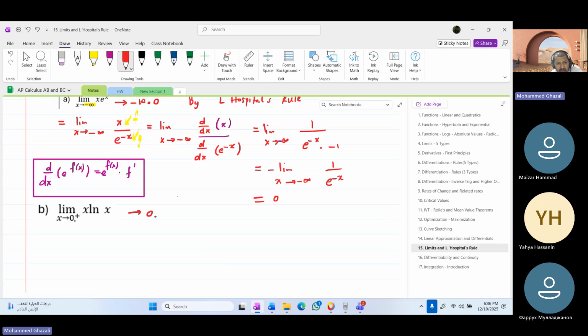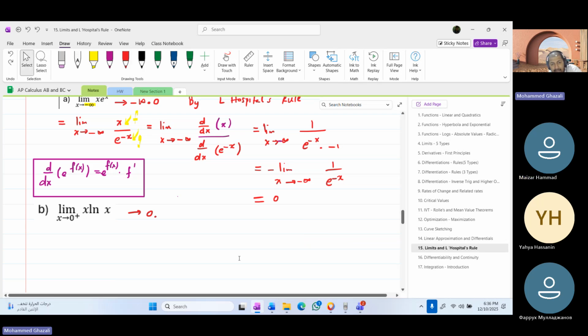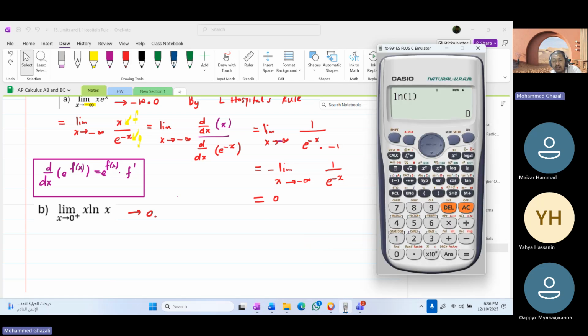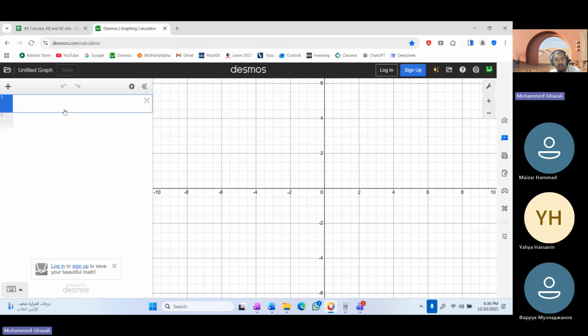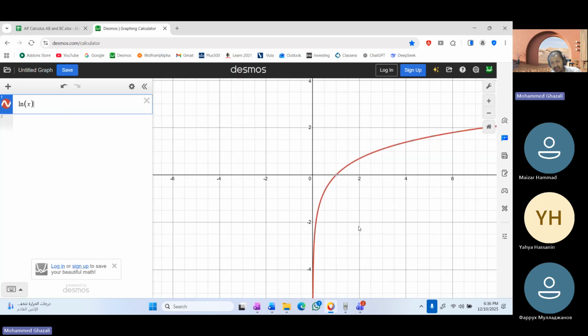Look here, 0 from the right of ln x. Now, if you remember, the log function ln x looks like this. Let me draw it on Desmos to get a better, accurate graph. The answer for this will be 0. I need a proof. All right, so let's check the function ln x. I've got a graph like this for ln x.